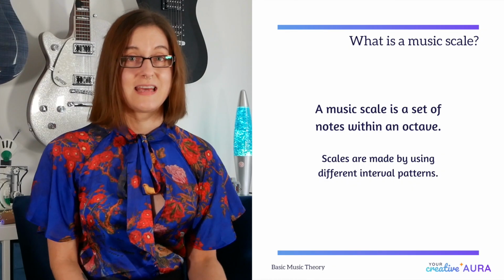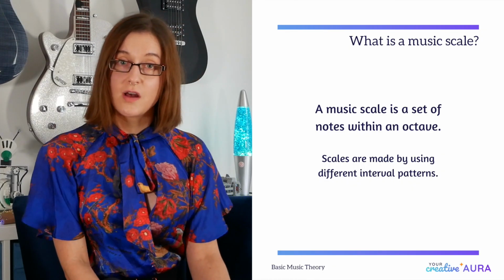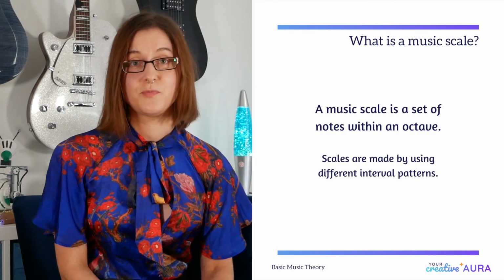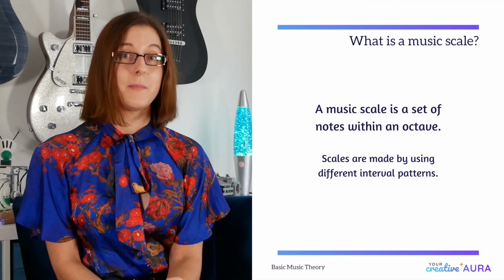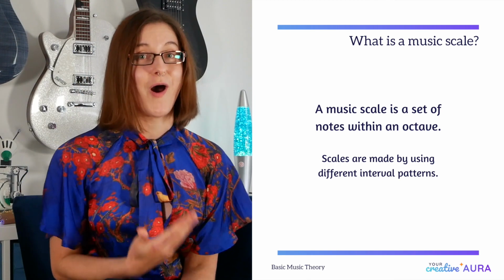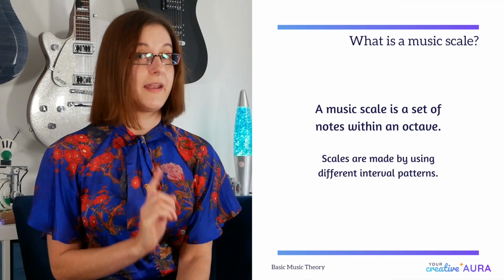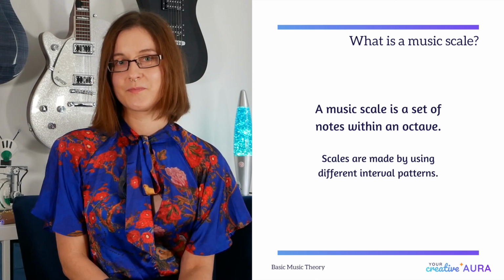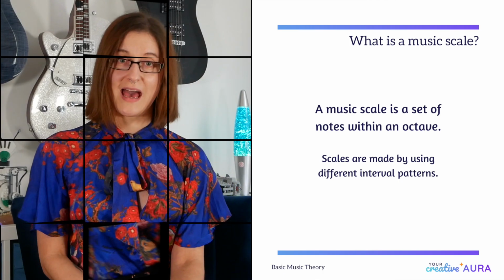A music scale is a set of notes within an octave. And the type of music scale is determined by the music intervals between each note. So learning about octaves and music intervals now comes in handy. So what types of music scales do we have?